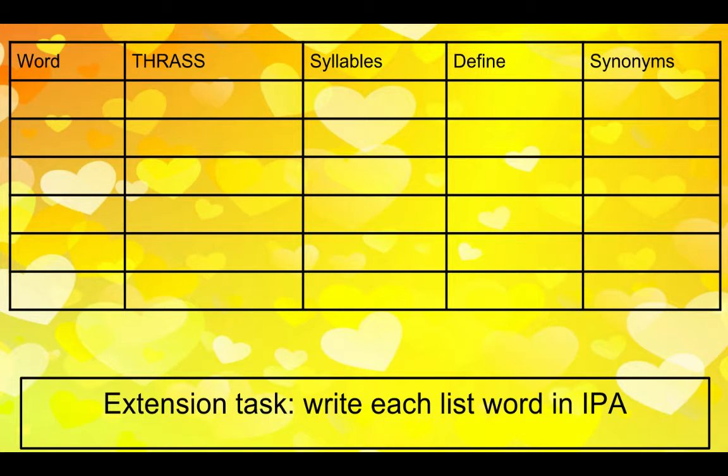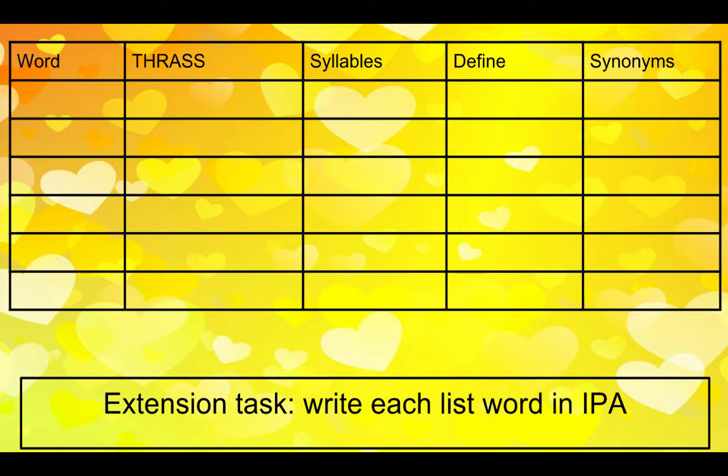And if you have a word you don't really know the meaning of, don't just Google it and write down the first thing you see. Actually research it so that you understand it before you write your own definition, and of course some synonyms, words that also make sense to you. As always, your extension task, you can do IPA for your list words if you have time. Pause the video and get going.